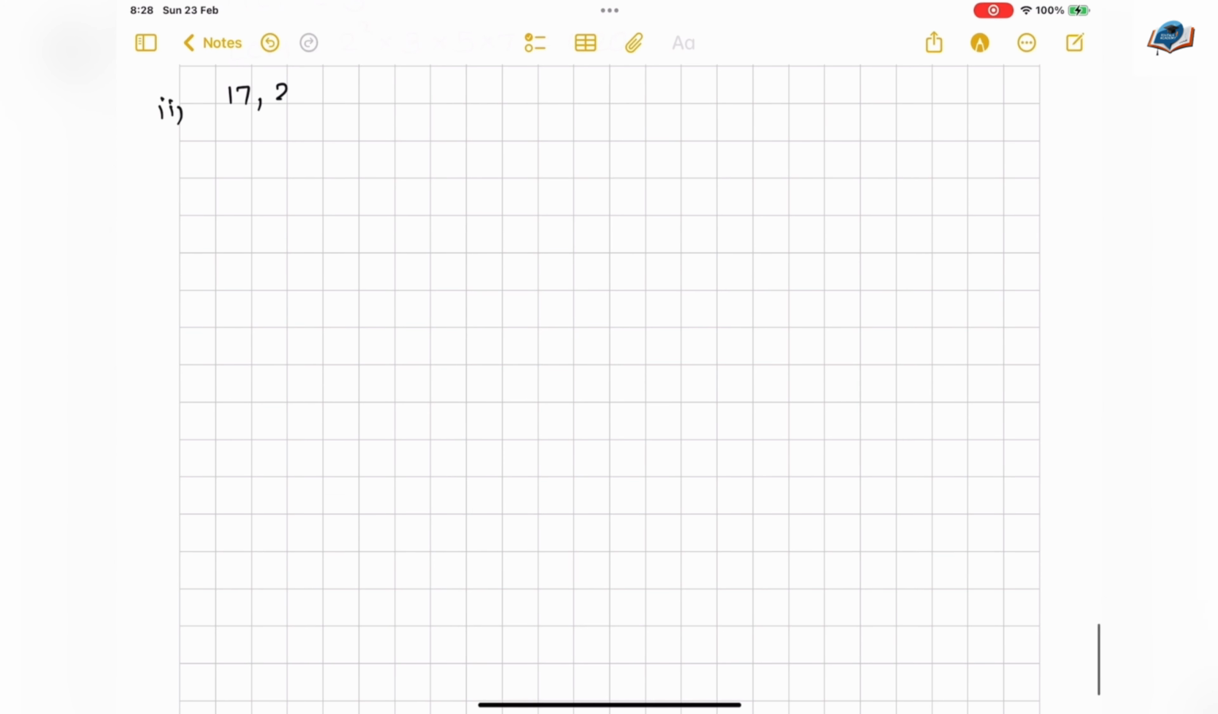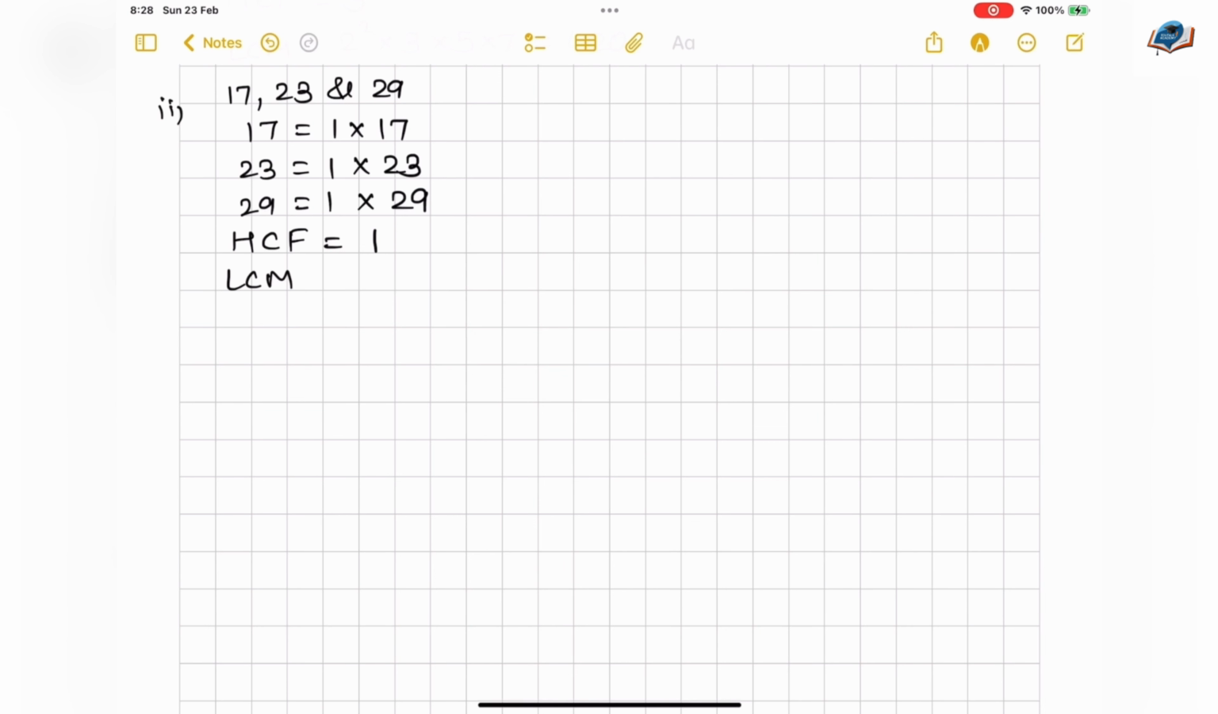it says 17, 23 and 29. So 17 will be 1 into 17, 23 will be 1 into 23, 29 is 1 into 29 because all the three numbers are prime number. So HCF that is common in all the three is 1. LCM will be 17 into 23 into 29. So that is coming as 11339.